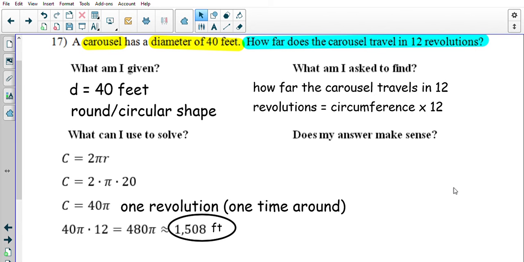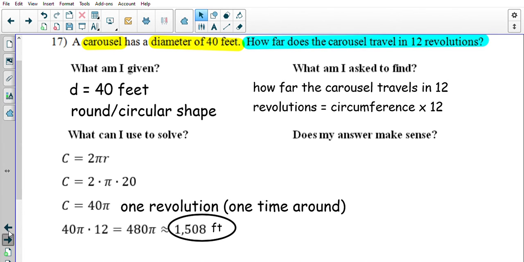If you get something that's really low, like let's say you just get 10 feet, hopefully you realize 12 times around a carousel is going to be more than 10 or 12 feet or something like that. So you can't always answer that question and know for sure your answer is correct, but you at least have a decent idea of whether or not your answer makes sense, and you should always think about that. All right, let's go ahead and see some more.